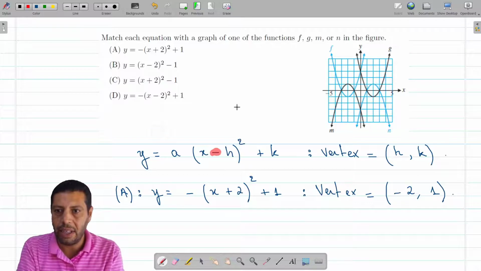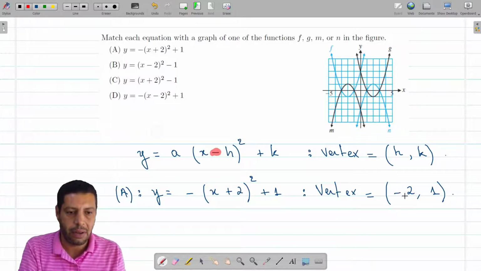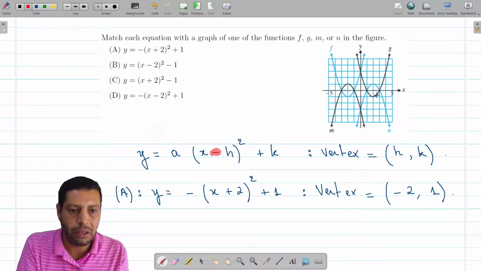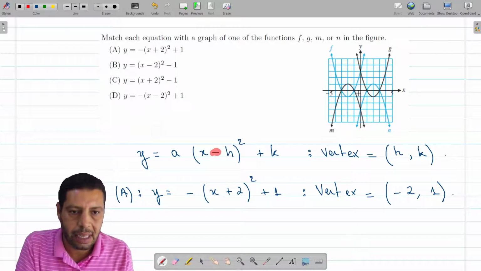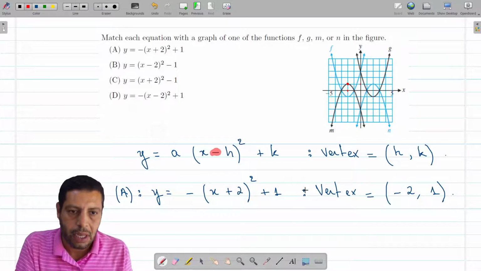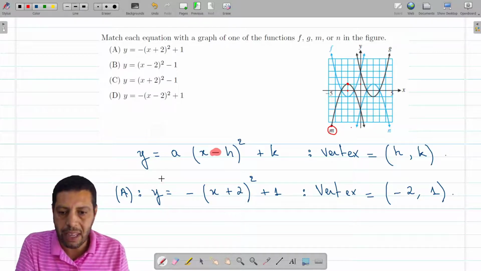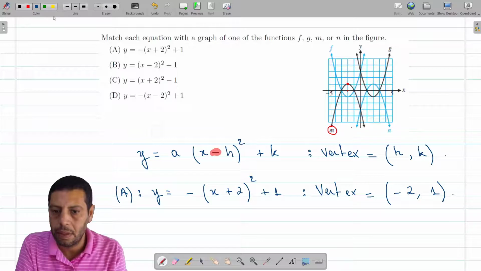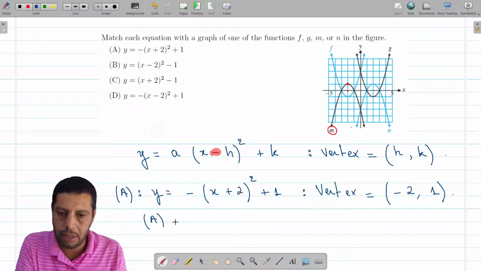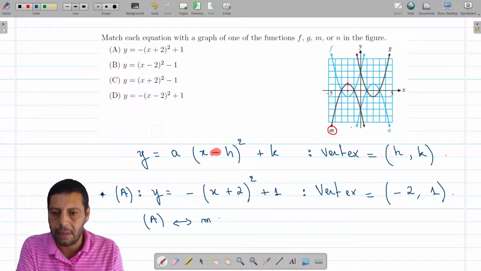Now we're going to put the point (negative 2, 1) on the coordinate system. So negative 2 on x, here is negative 1, negative 2, and the y is 1, which corresponds to this point here. So (negative 2, 1) gives this point. It corresponds to the vertex of the graph M. So to A, we're going to associate the graph M. So A is matched to the graph M.